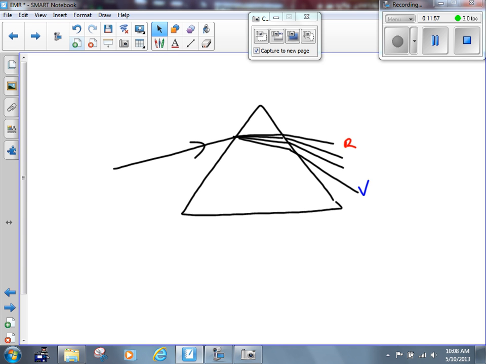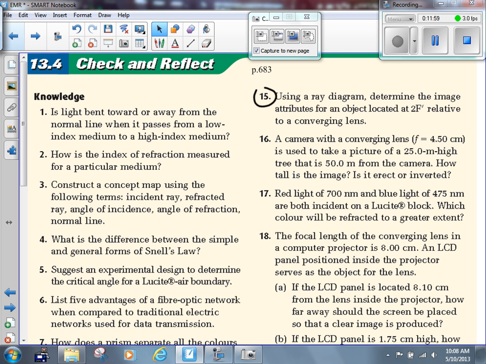Let's go back to our question here. Red light 700 nanometers, blue light 475 nanometers. Which color will be refracted to a greater extent? It's going to be blue light, right? Because this material has a higher index of refraction for higher frequencies or lower wavelengths. Yep.